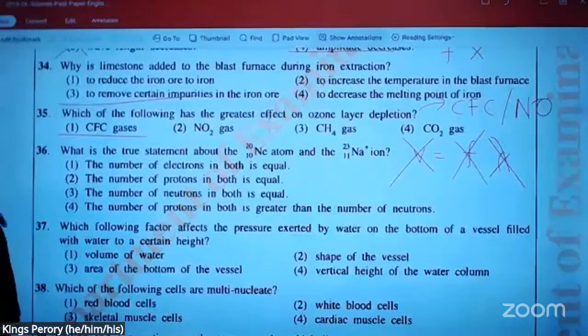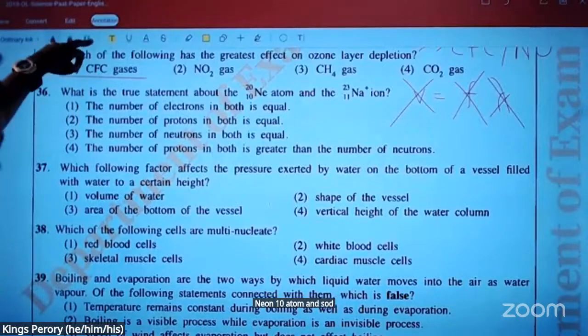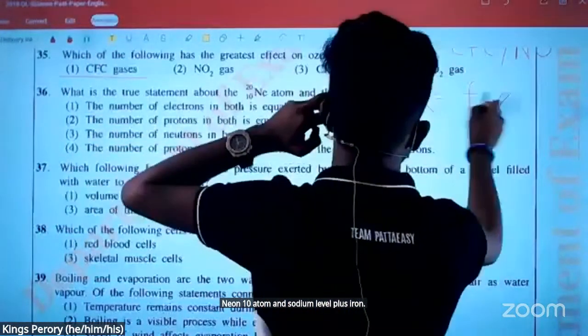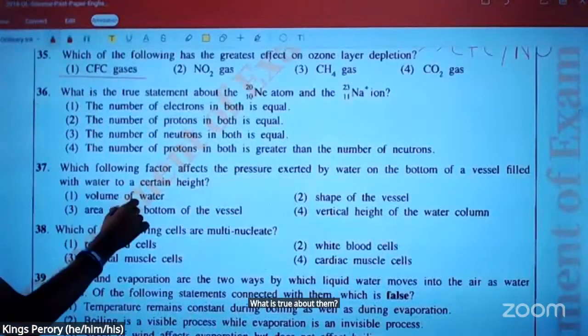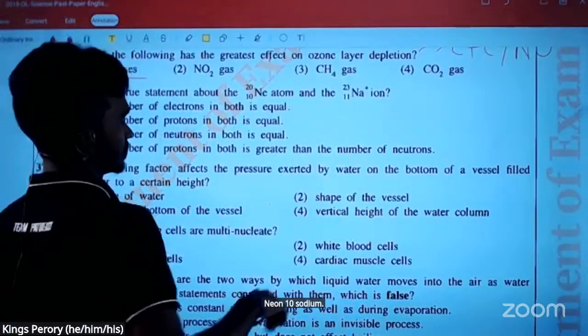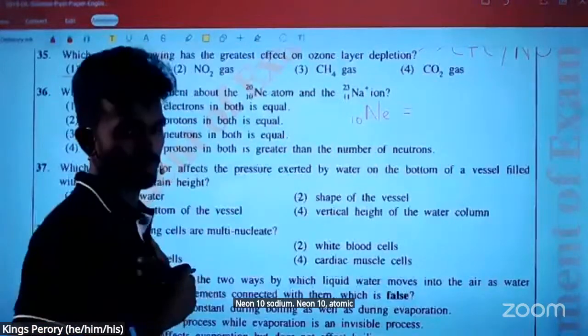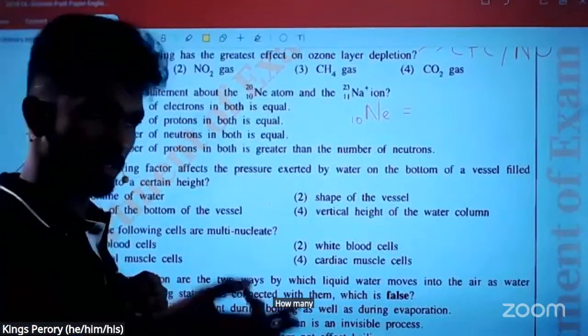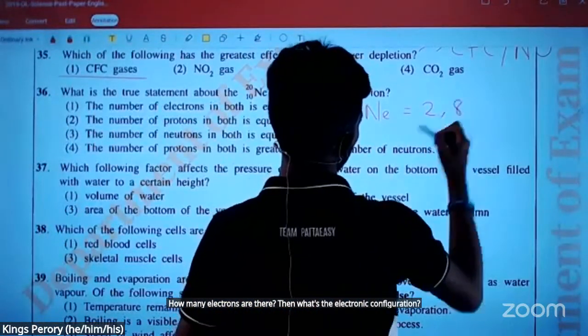Question 36. What is the true statement about neon-10 atom and sodium-11 plus ion? What is true about them? We'll first try to analyze. Neon, atomic number 10. How many electrons are there? 10. Then what's the electronic configuration? 2, 8.